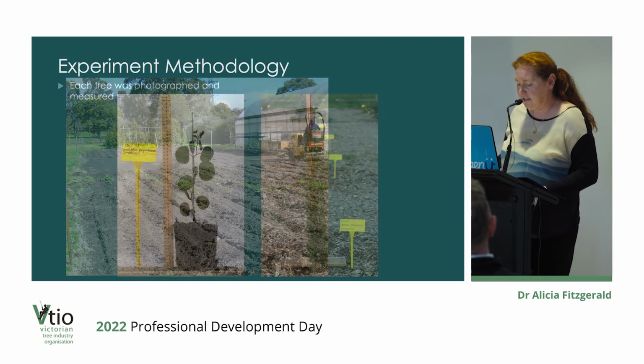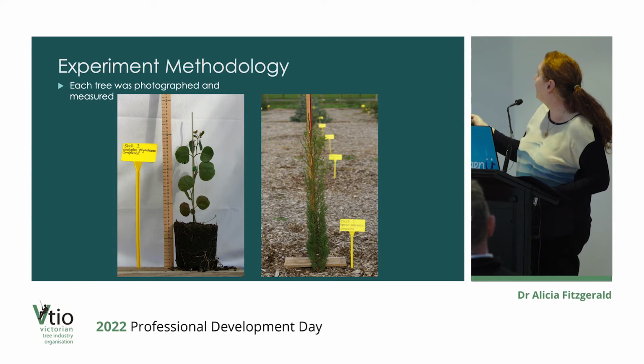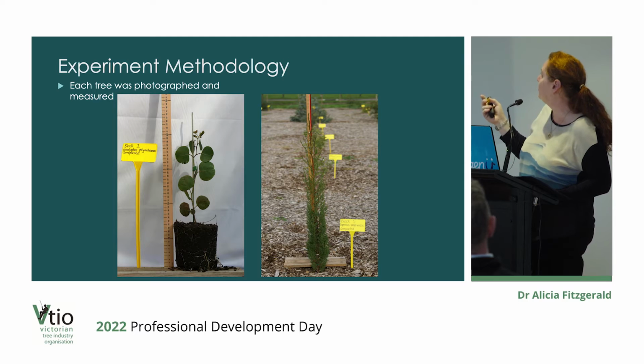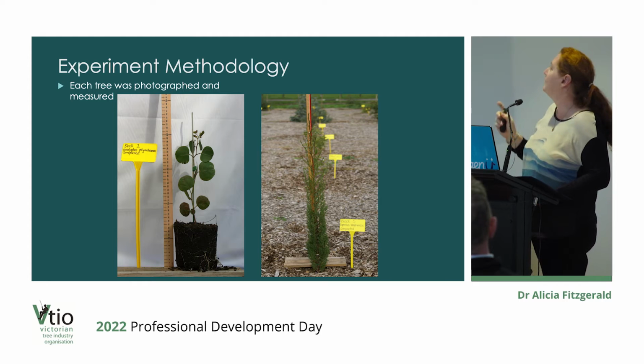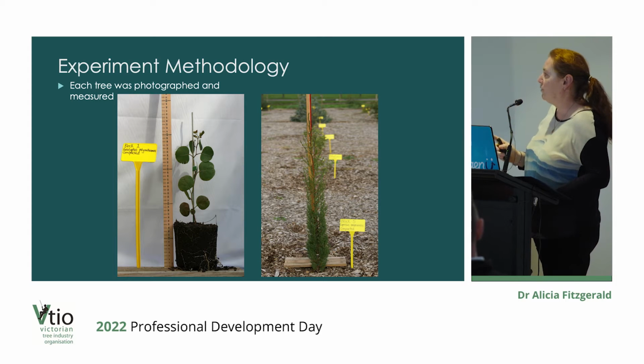So here's an example of the photos. Each tree was photographed prior to planting, if the potting mix wasn't too loose, with the pot removed to see the extent of the root system. So this is an example of the eucalyptus. And then the trees were photographed at the time of planting and at 2 monthly intervals after they were planted.